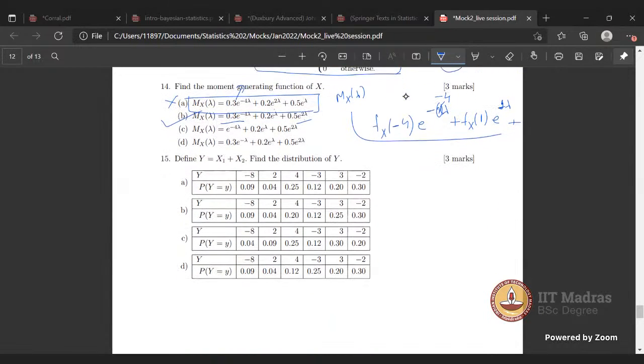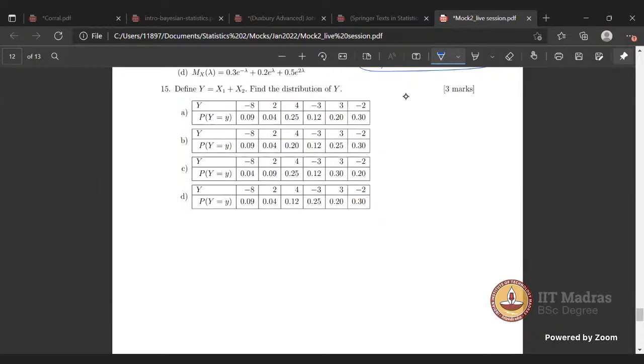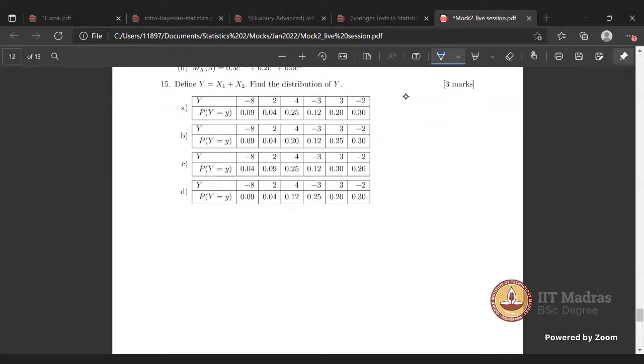Now in the second problem, you have to find the distribution of Y, where Y is defined as X1 plus X2. So again, by finding the MGF, we can find the distribution. So I will go with the MGF form. If I find the moment generating function, M_Y of lambda, that is going to be the expected value of e to the power lambda Y. Now what is your Y? Y is X1 plus X2.